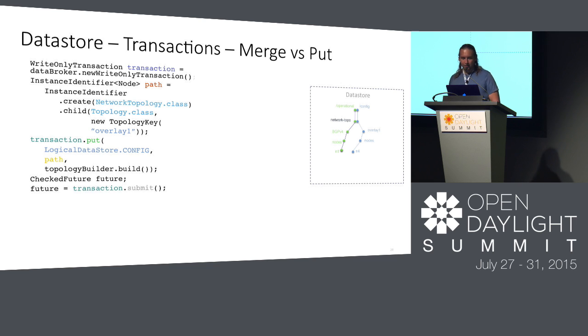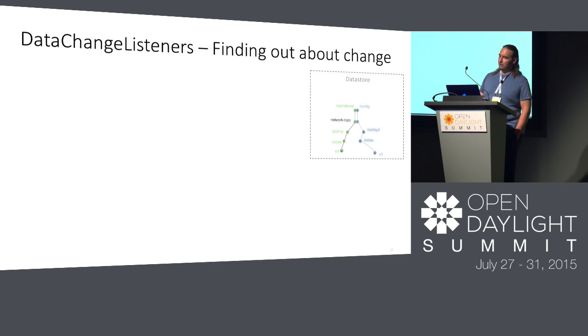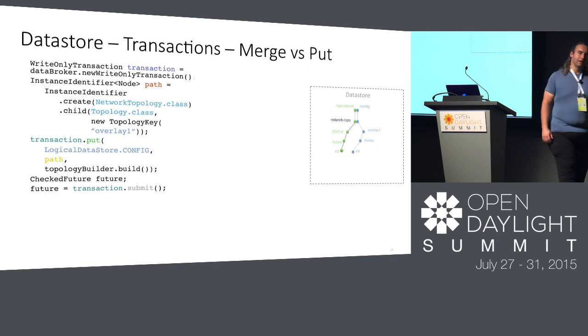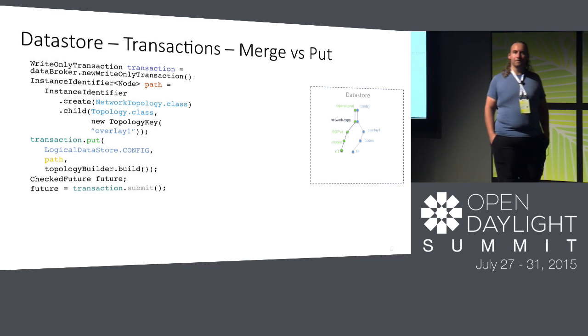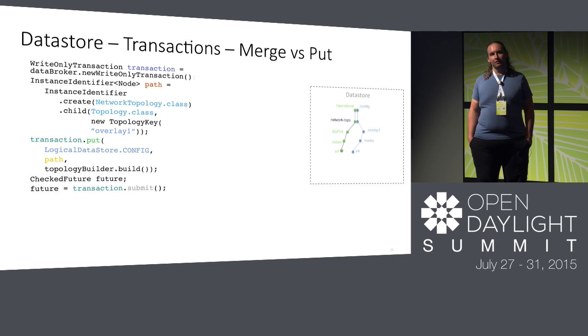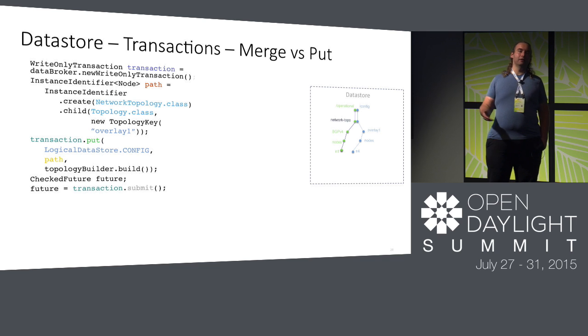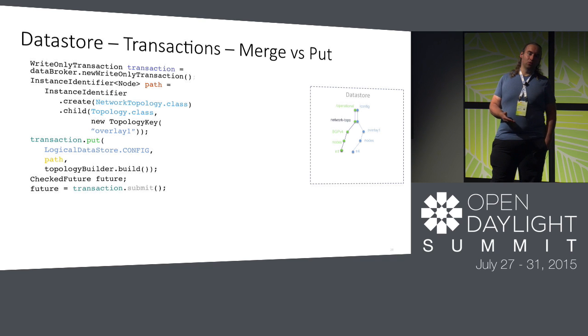Okay, sure. So, I'll come back to data change listeners. Yes. Yeah, the future gets set. And so if you were doing a get against it, which is blocking, when it gets set, that get would return.